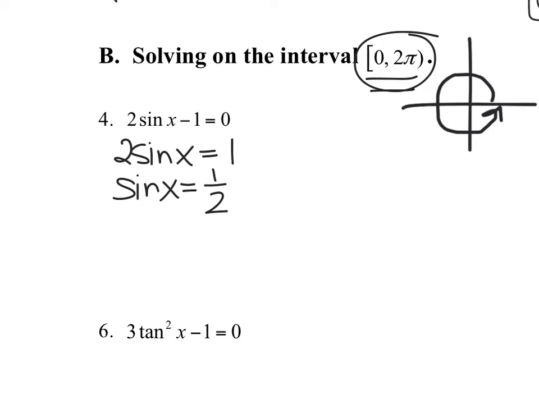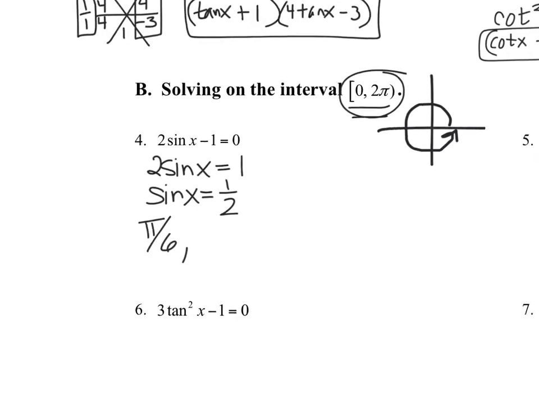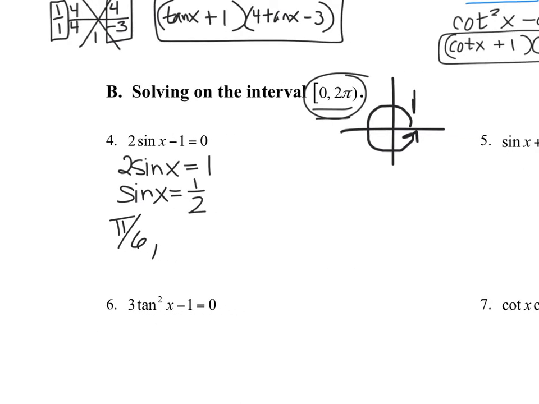Okay? So you were right. What did you say? Pi over 6? Yeah. Pi over 6. No, not negative. Where else is sine positive 1/2? All Students Take Calculus. Oh, sine's positive over here. So that would be 5 pi over 6. And those are your 2 answers.